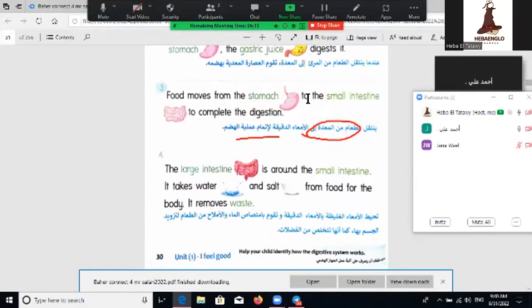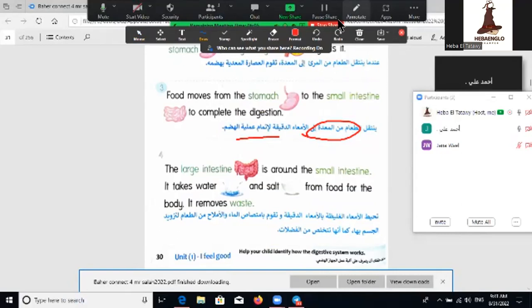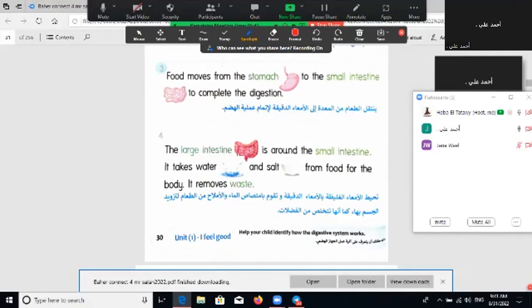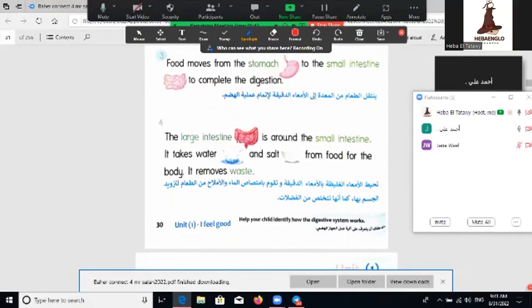From the stomach, the food goes to the small intestine. What is the job of the small intestine? To complete the digestion process, okay? This is the small intestine.